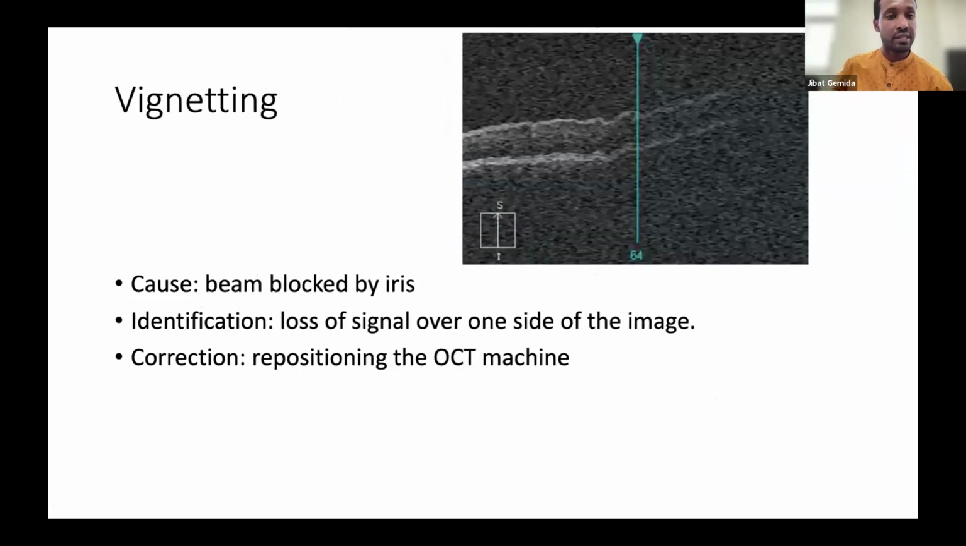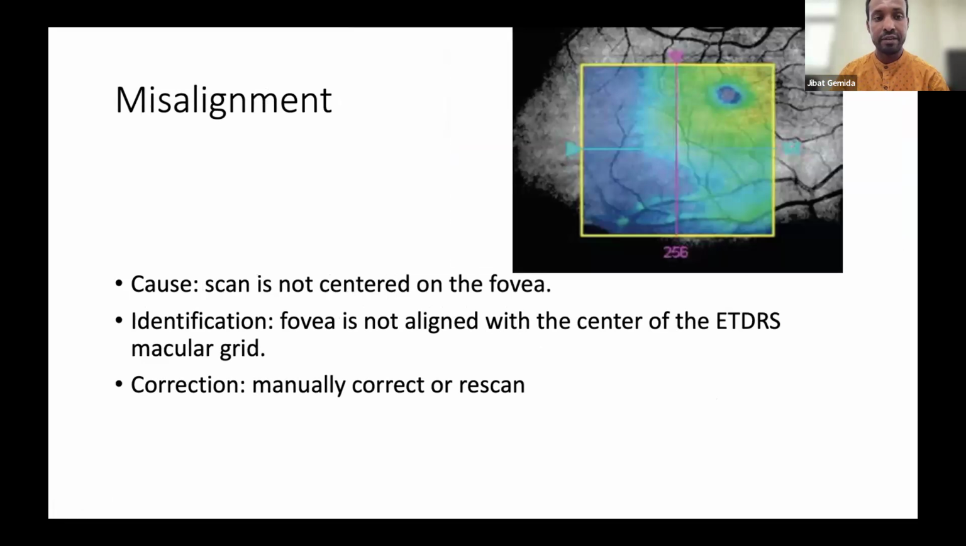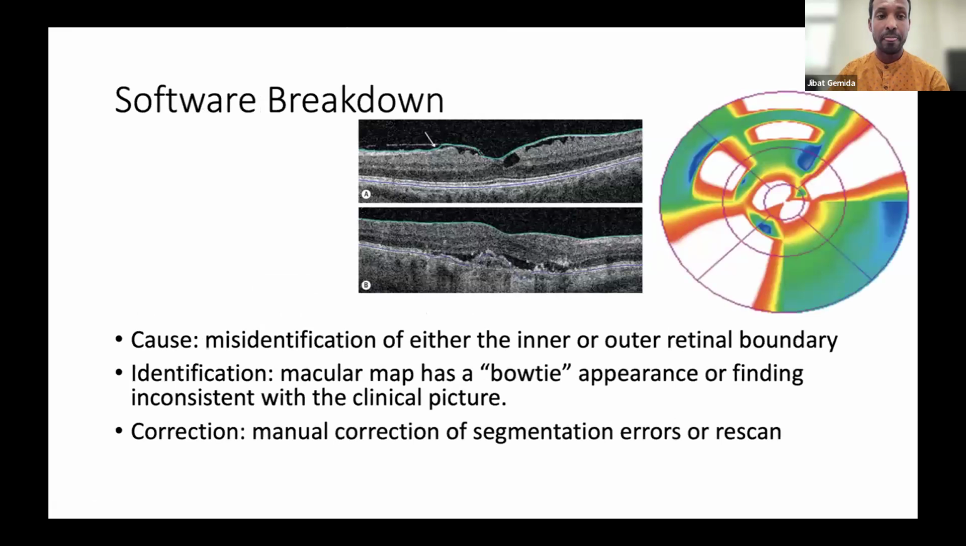The other artifact is the vignetting effect, where there will be loss of signal over either side of the OCT. This is because of blocking by the iris or an undilated pupil. What you can do is reposition the OCT machine. The other artifact is misalignment, which is caused by a scan which is not centered on the fovea. How to identify it: the fovea is not aligned with the center of the ETDRS macular grid. You can manually correct this, or you can do a rescan.